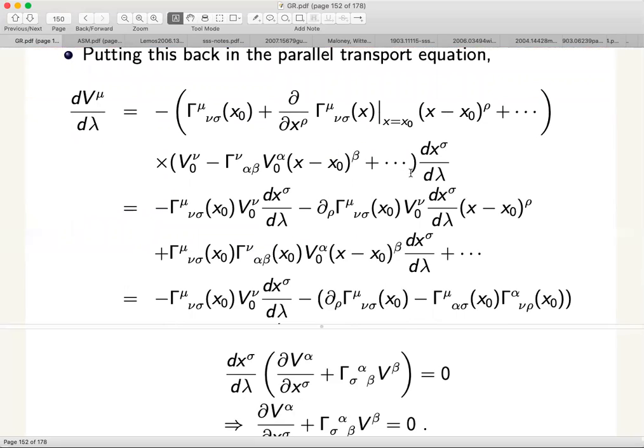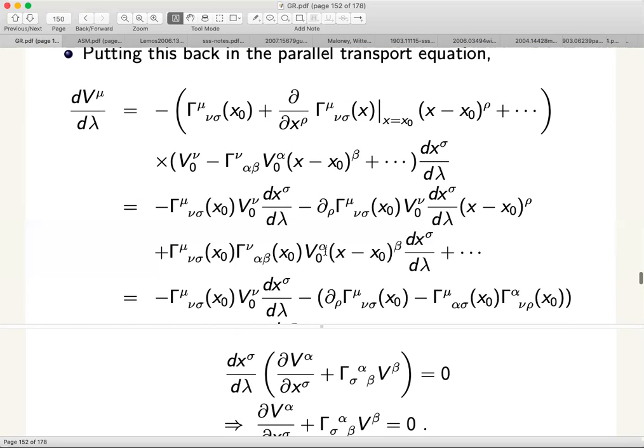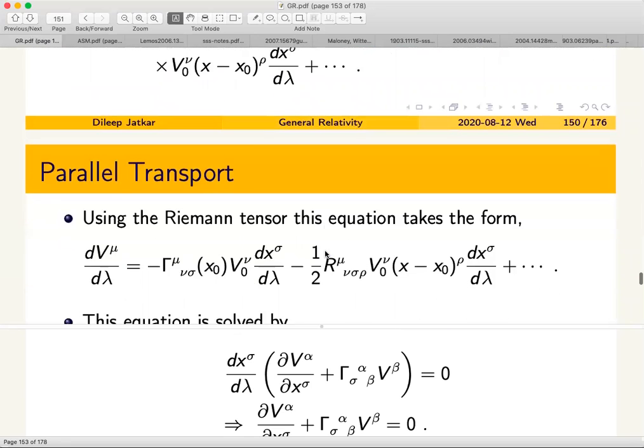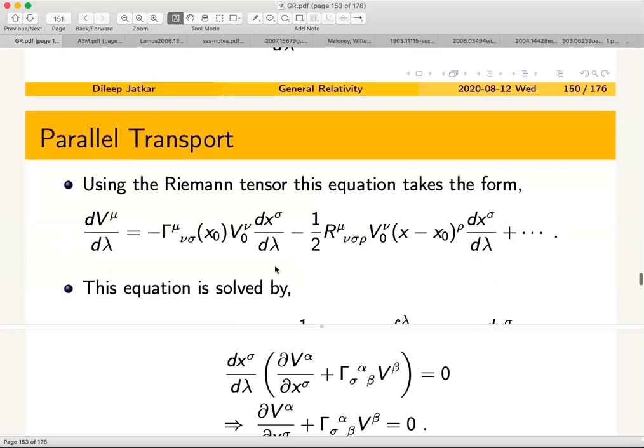This is the solution to the parallel transport equation to leading order, or rather to first subleading order in the expansion, and then you expand this and you find that this equation can actually be written in terms of the Riemann tensor. Okay, and so you get an equation which looks like this.